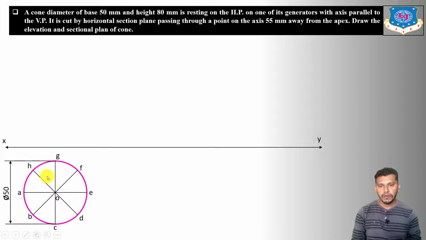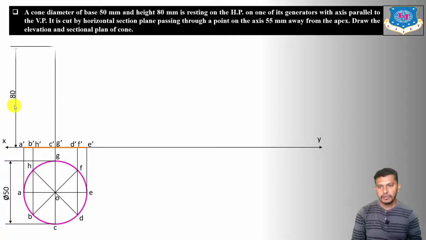Now we have to draw the front view, and to draw the front view, first of all we have to take the projections from the base of the cone. That means from A. So here we will mark A dash, B dash H dash, C dash G dash, D dash F dash, and E dash. Now connect A dash to E dash. This will be the front view of the base. The front view will be a line because right now the base is parallel to the horizontal plane and perpendicular to the vertical plane, so we get the elevation of the base as a line.